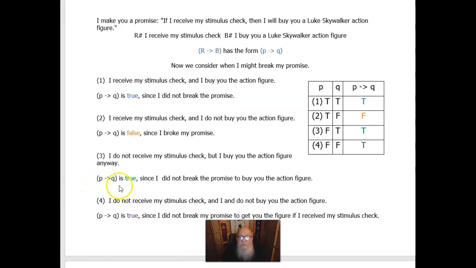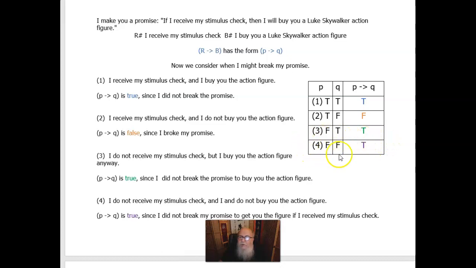Well, if P, then Q is true, since I did not break the promise to buy you the action figure. False and true is true. Okay? And suppose I do not receive my stimulus check and I do not buy you the action figure because I have to use my extra money for food, right? Well, if P then Q is true, since I did not break my promise to get you the figure if I receive my stimulus check, right? So false then false is true.